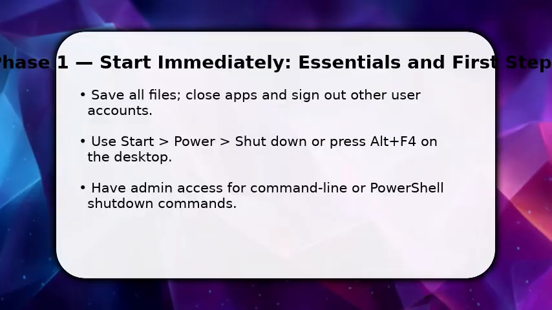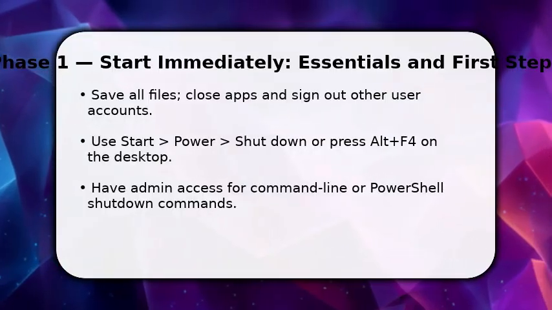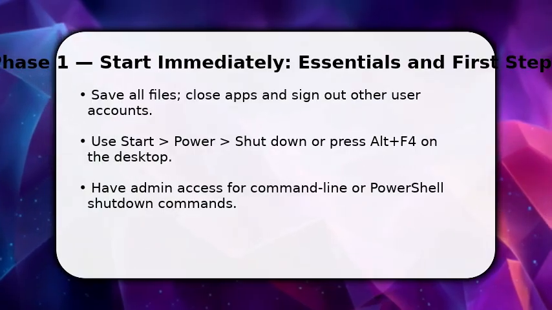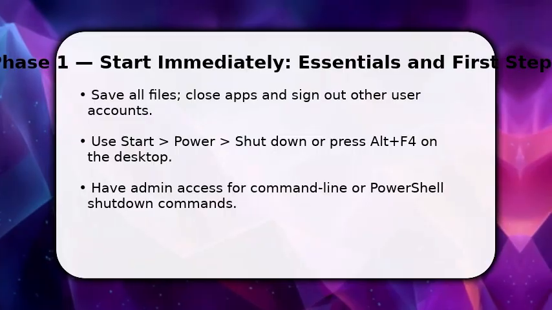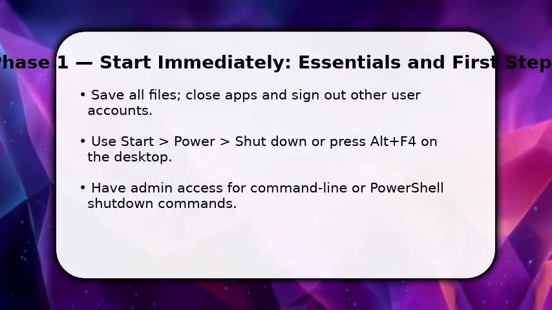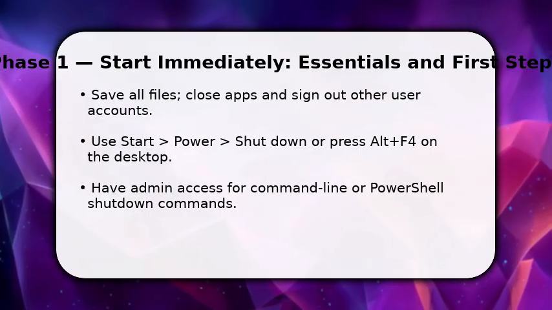You start by protecting work and getting admin access. Save documents and close apps so nothing blocks shutdown. Once done, sign out extra users. Make sure fast startup settings are known because they affect a full power off.